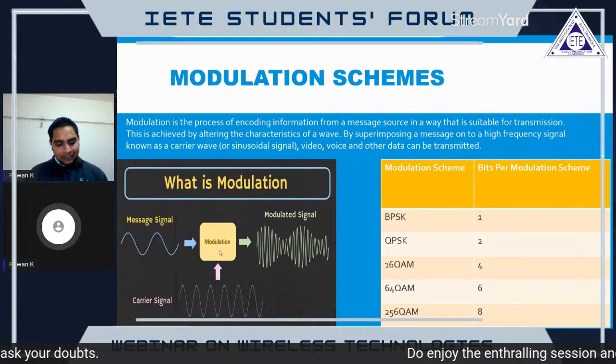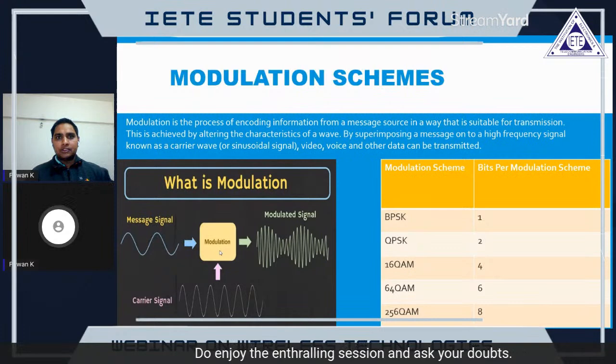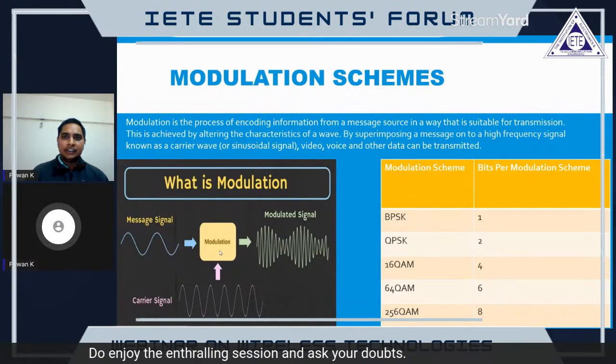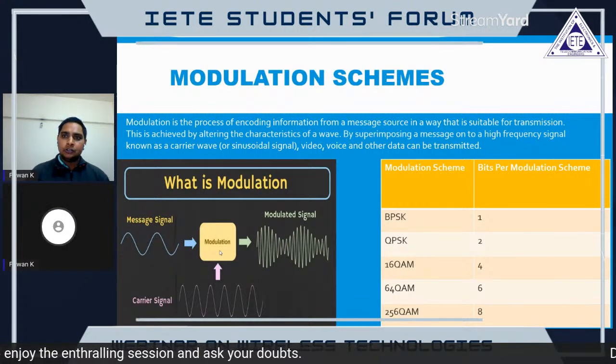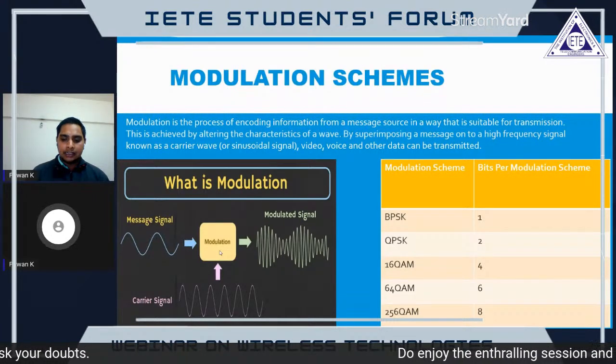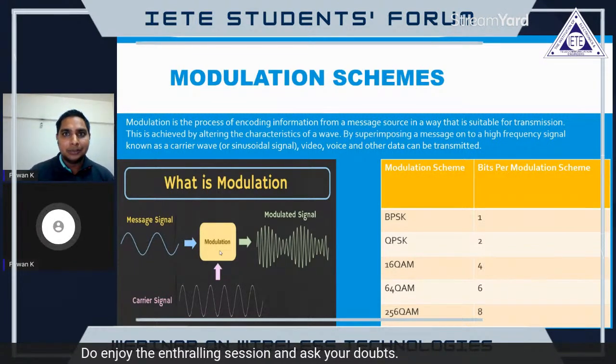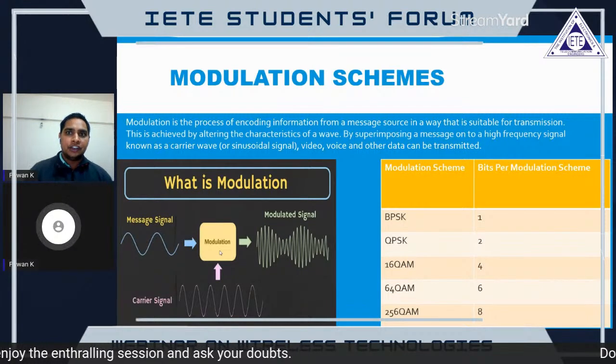So in the first slide only we have seen that we will try to change the characteristic of the carrier signal based on the message signal, and we will send it in the form of the RF carrier to the receiver, and the receiver will demodulate and get the information which is being sent by the transmitter. So many modulation techniques have come into the picture, and many of them are used for different purposes.